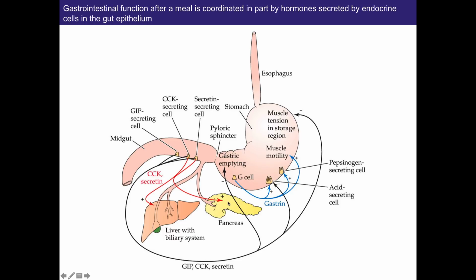And then, let's see here, GIP secreting cells. I would remember GIP as glucose-dependent insulinotropic peptide. So it's detecting glucose, and it's triggering the pancreas to secrete insulin.